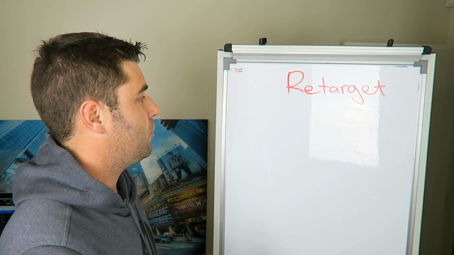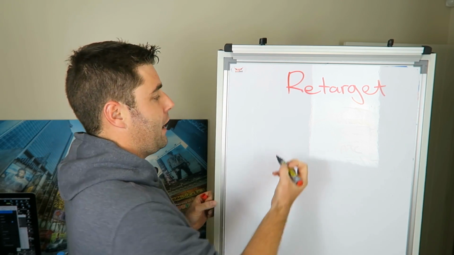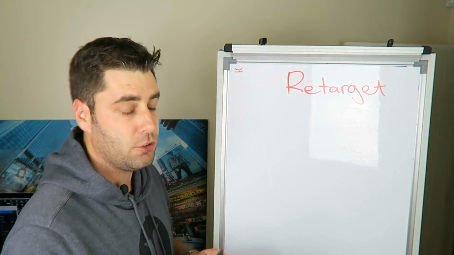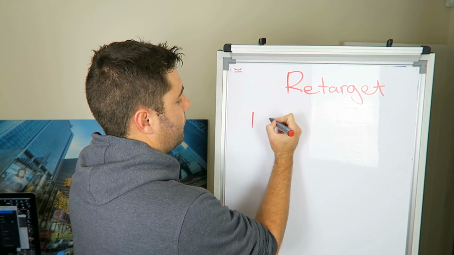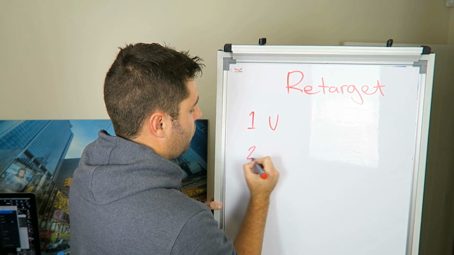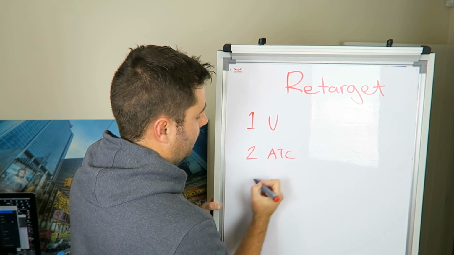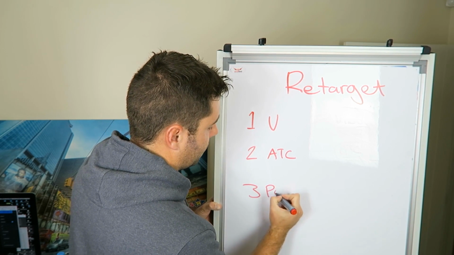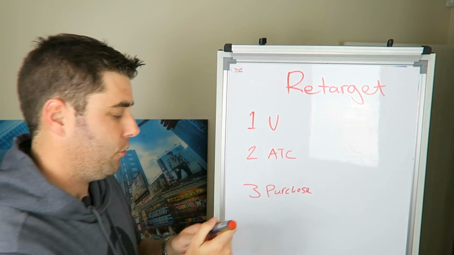So what you want to do is go into Facebook, and first you want to put your pixel in, which you should know how to do. Then you want to create one audience for your views. Number two, you want to do add to cart. Number three, you want to do purchase. And we'll talk about views first.